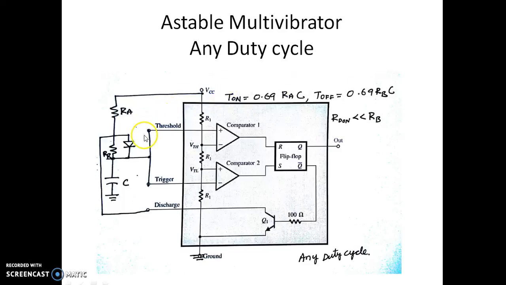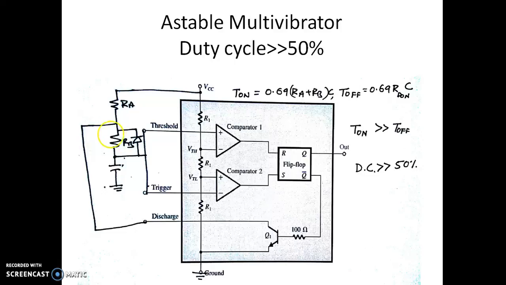Suppose in the next circuit we shall see what happens if I reverse this diode. That's the next circuit. Suppose I reverse this diode, you can see what's happening. So can you think of what is the effect of making this diode reverse?